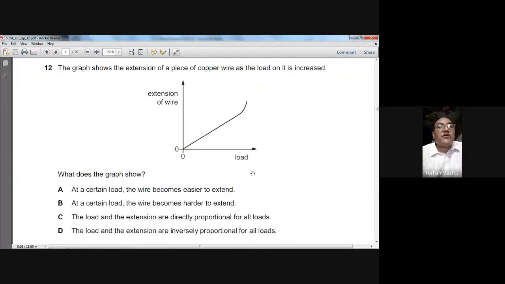Okay, on your screen we have question number 12. The graph shows the extension of a piece of copper wire as the load on it is increased. What does the graph show? This means till this point the load and the extension are directly proportional to each other, but after this, even a slight increase in the load will increase a lot of extension. So after the limit of proportionality, after a certain point, the extension becomes very easy. So what does the graph show? At a certain load, the wire becomes easier to extend. Definitely this is the answer. Question number 12, A is the answer.